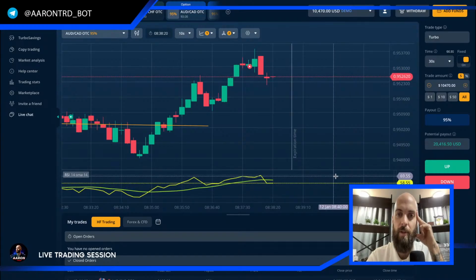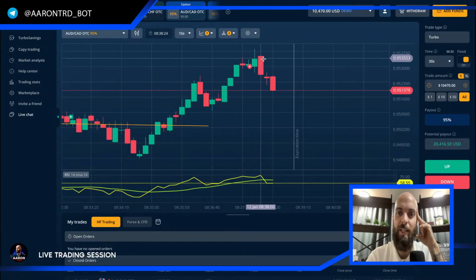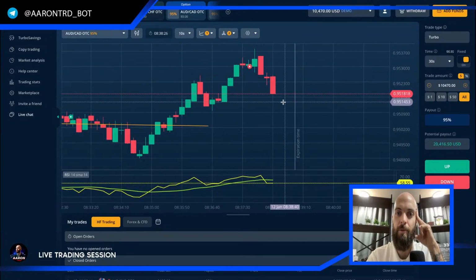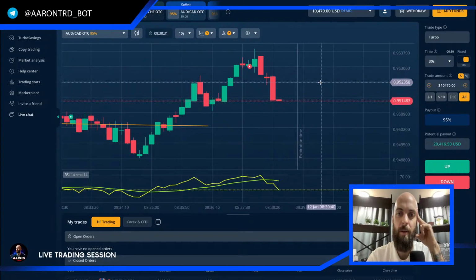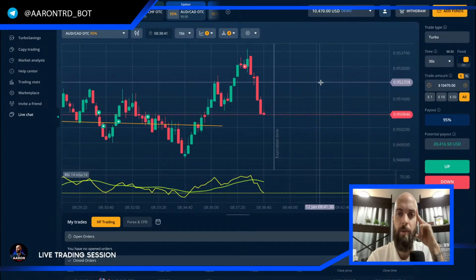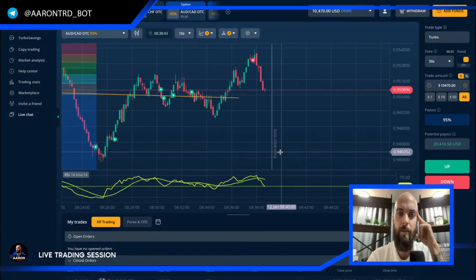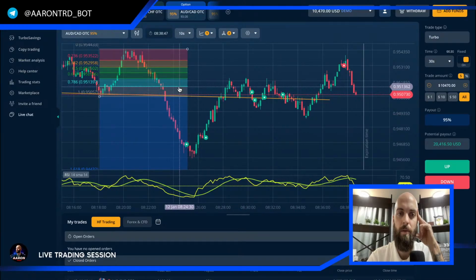Well, we hit 70, got a signal line, and this kind of engulfed this green candle, so that was probably a good trade there. I think I missed my chance. I'm not going to jump in late. Yeah, that's okay. That would have been really nice. Delete this.